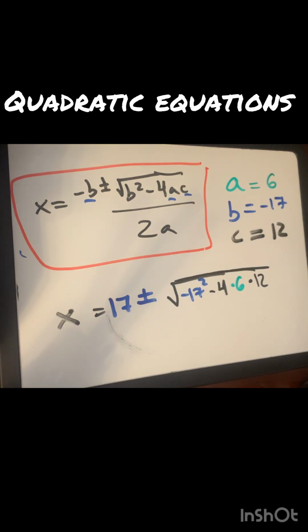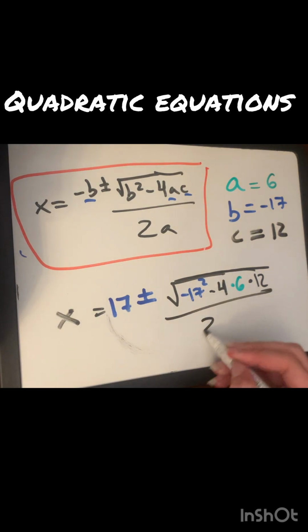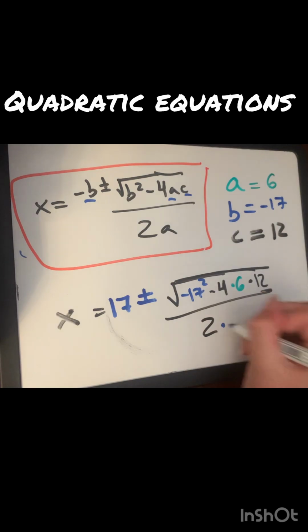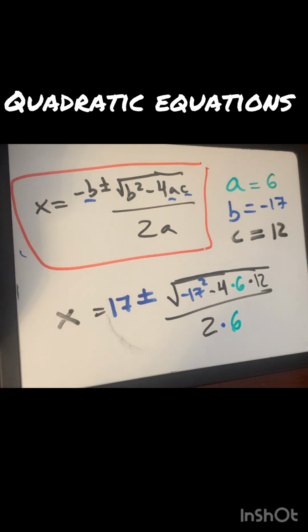Now, you have to never forget this 2 times 6, because they're next to each other. Now that you have all the values substituted, what do you do? Now you just calculate with your calculator.